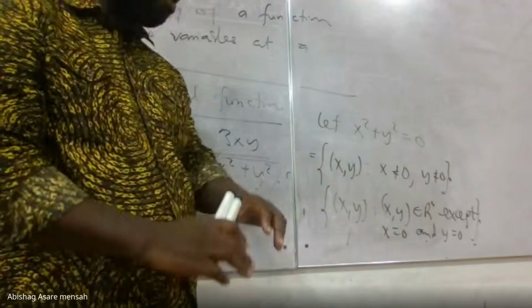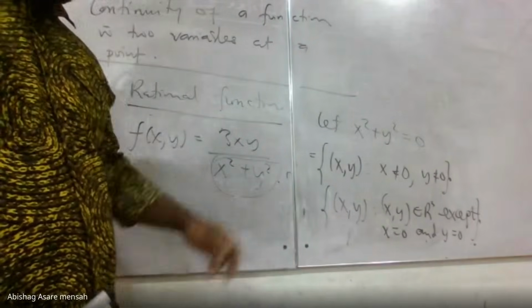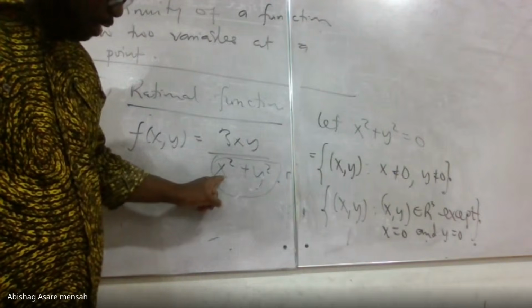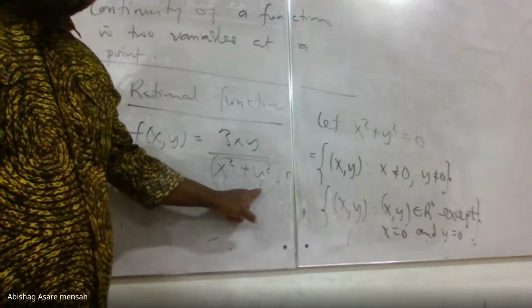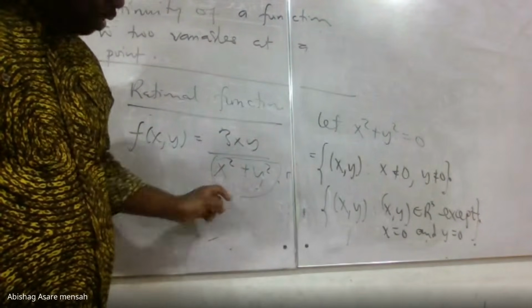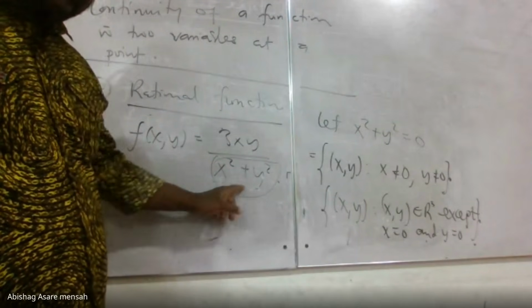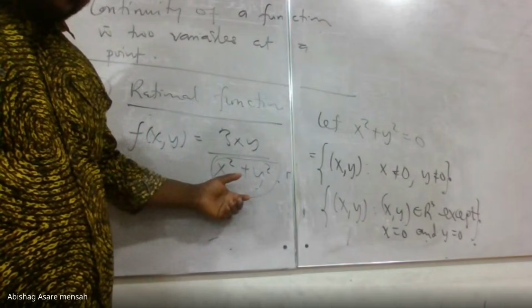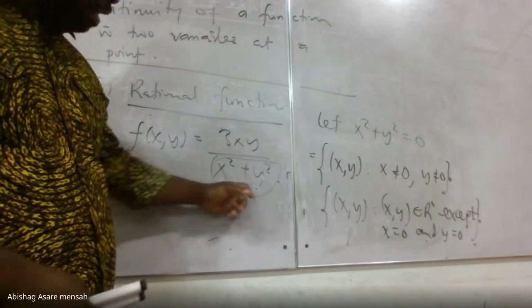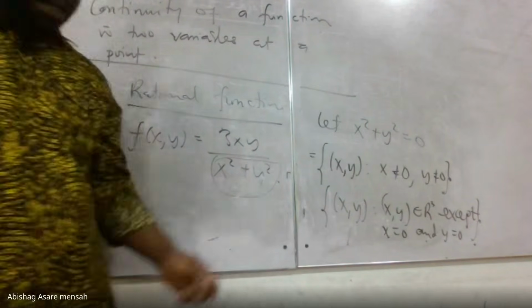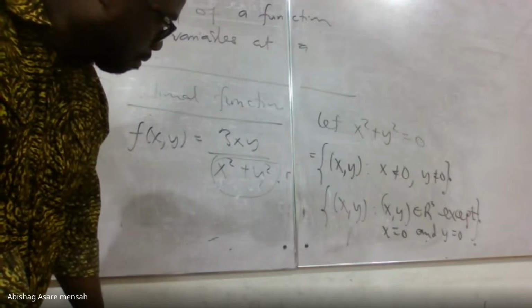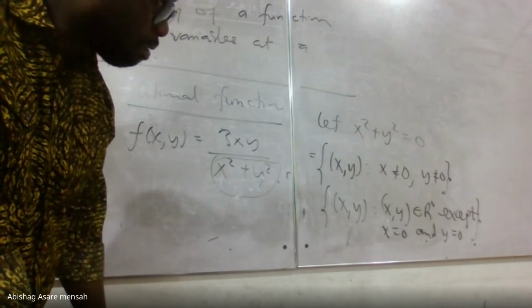So we accept all numbers except those that will make this part 0. Because this is squared and that is squared, it's only two numbers, or only one number, that will make this part 0: if x is 0 and y is 0, right? Apart from x being 0 and y being 0, any number at all that you put there works. Are you getting the point?